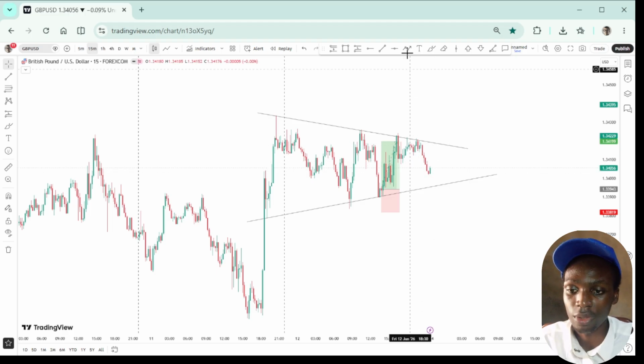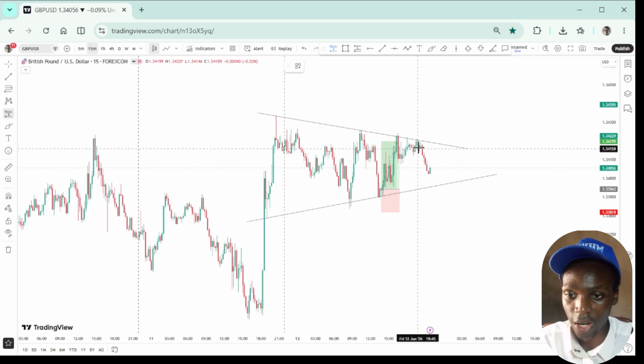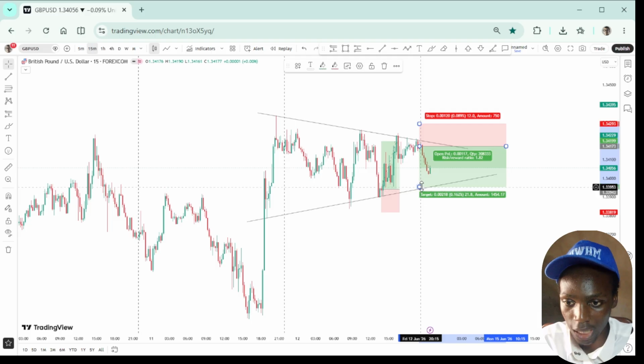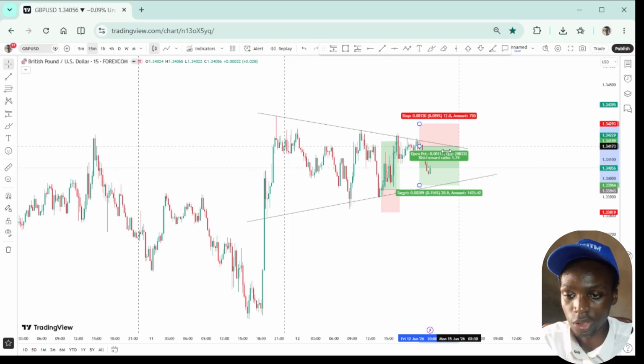Still, we can scalp from this zone, set our stop loss and make a little profit at this point. And if it is about to touch this trend line, we are going to be up and out. We are not going to be trading it as 1:2.